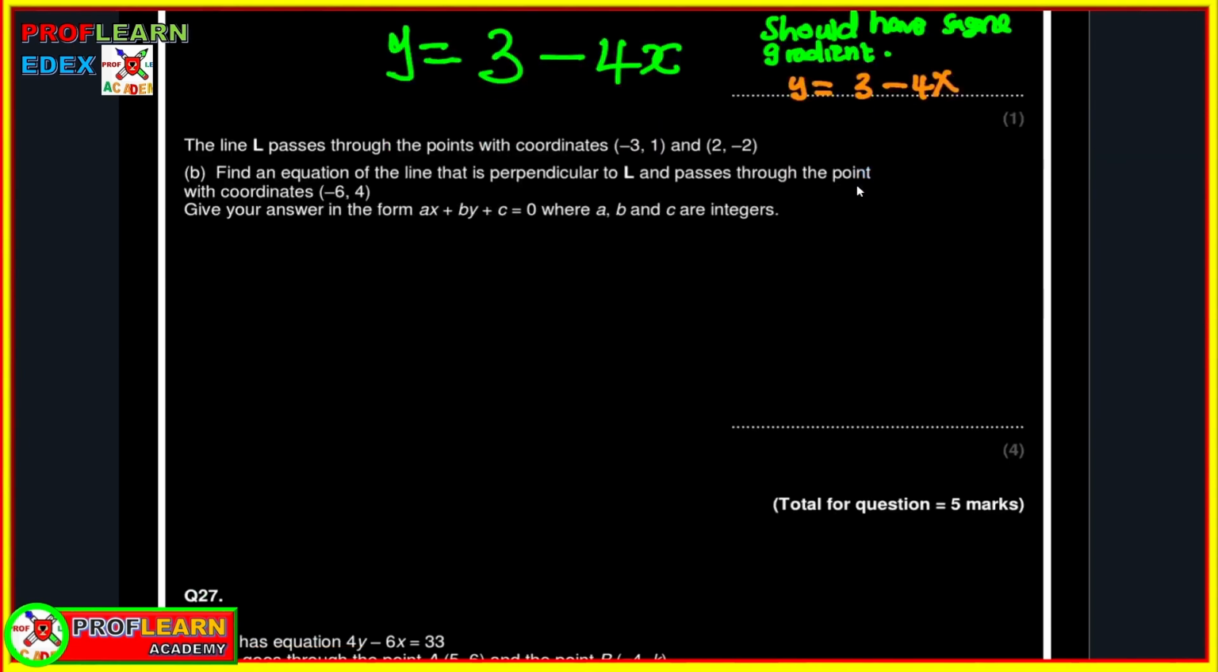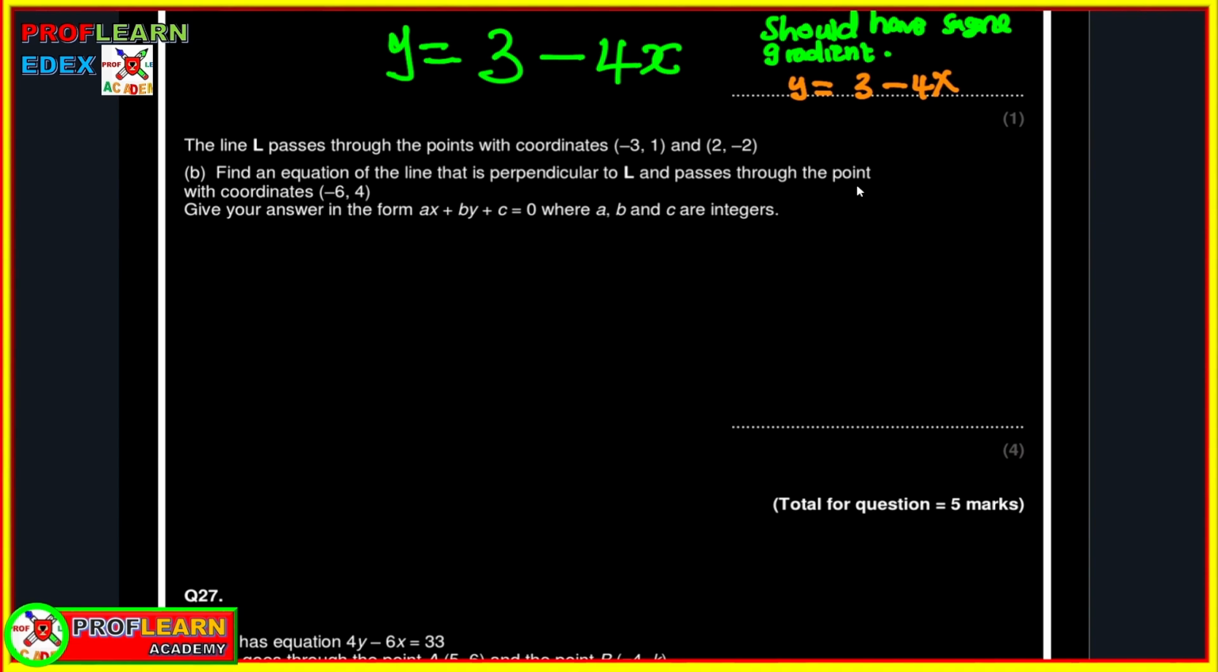The line L passes through the points with coordinates -3, 1 and 2, -2. Find the equation of the line that is perpendicular to L and passes through the point with the coordinate -6, 4. So we need first to understand that if L passes through these particular points, we can use those 2 points to get the gradient, right?